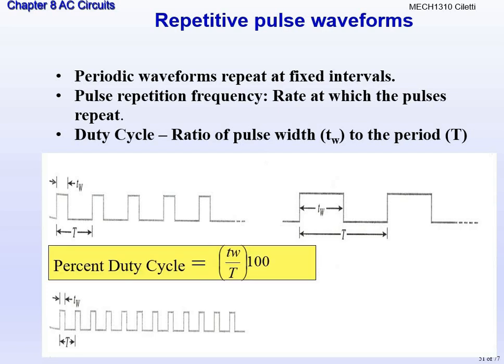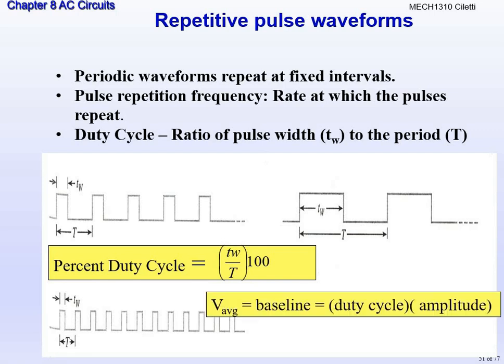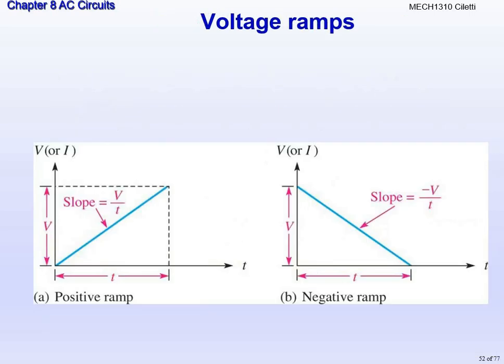Okay, so to calculate duty cycle of a waveform, the total time that it's high, or the pulse width, divided by the period, multiplied by 100, it's going to be a percentage, okay? So V average is just duty cycle times the amplitude, okay? Duty cycle times the amplitude, all right?